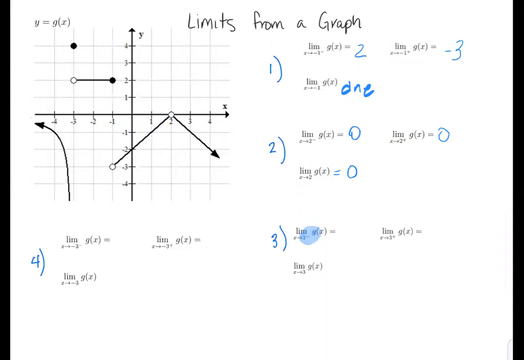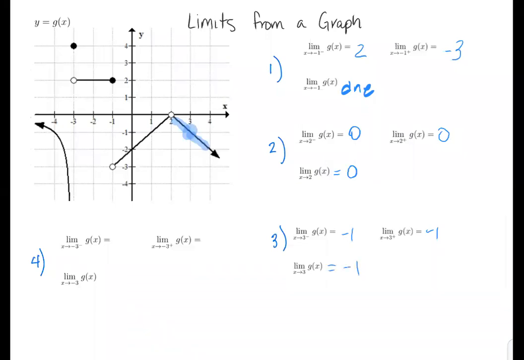All right, so let's try another one. Let's look at +3 from the left. So +3 is right here. From the left-hand side, what y value are we approaching? That would be -1. And then go to +3, get on the right-hand side, what y value are we approaching? Also -1. The fact that those two things meet there, that's your limit value. So the limit is equal to -1.